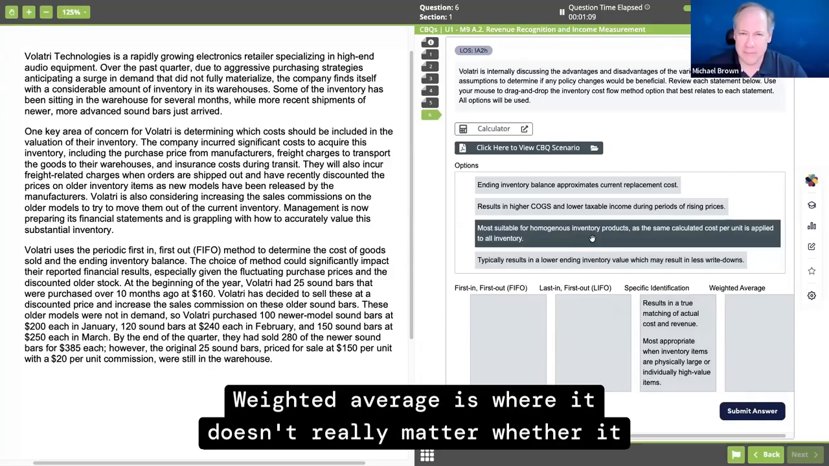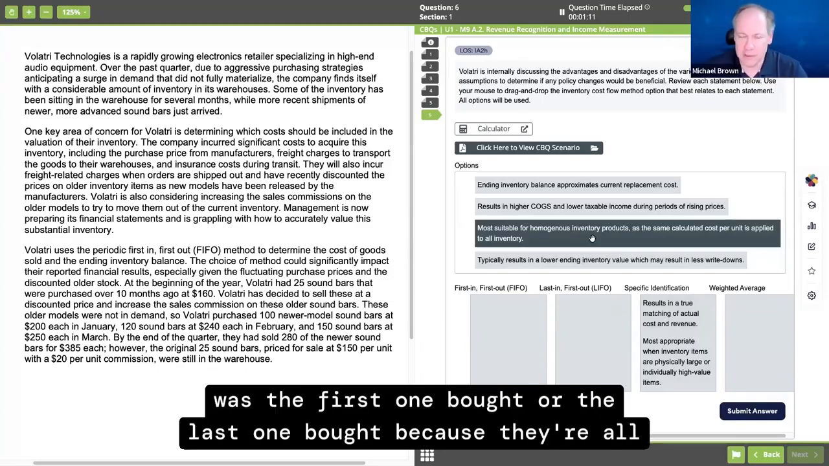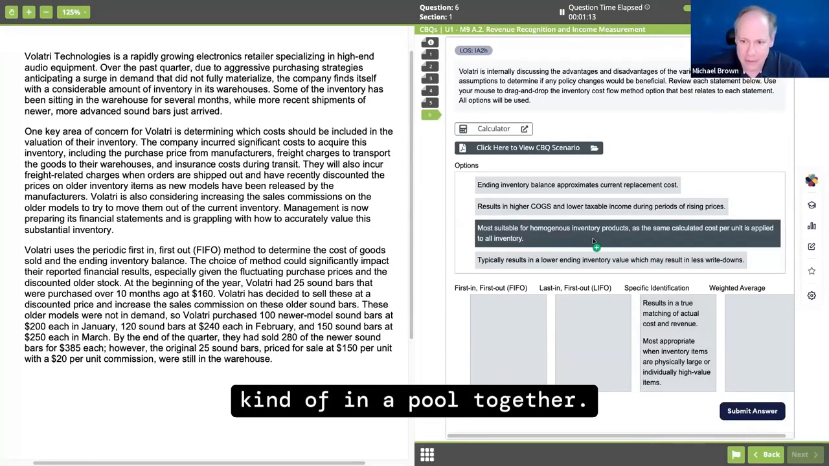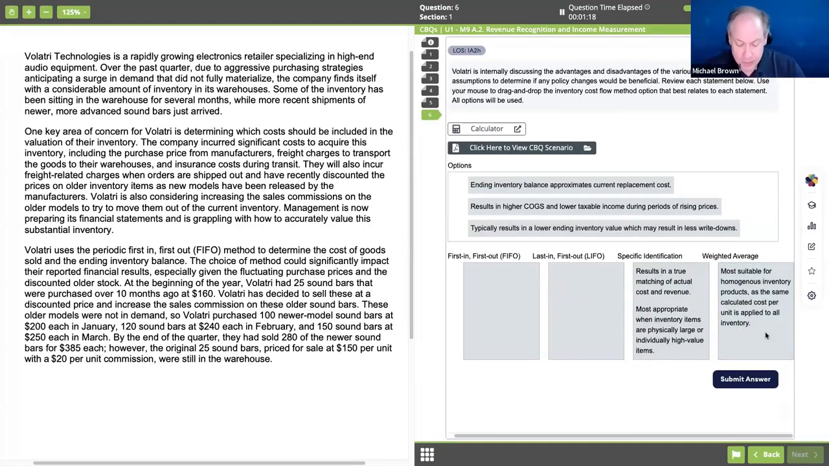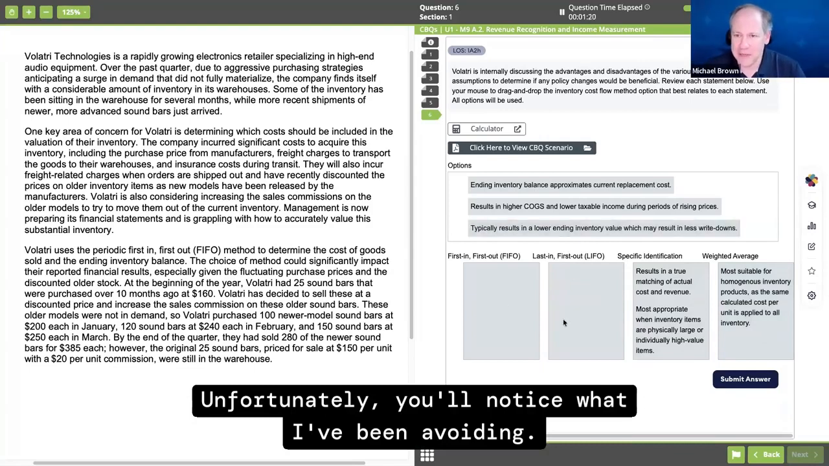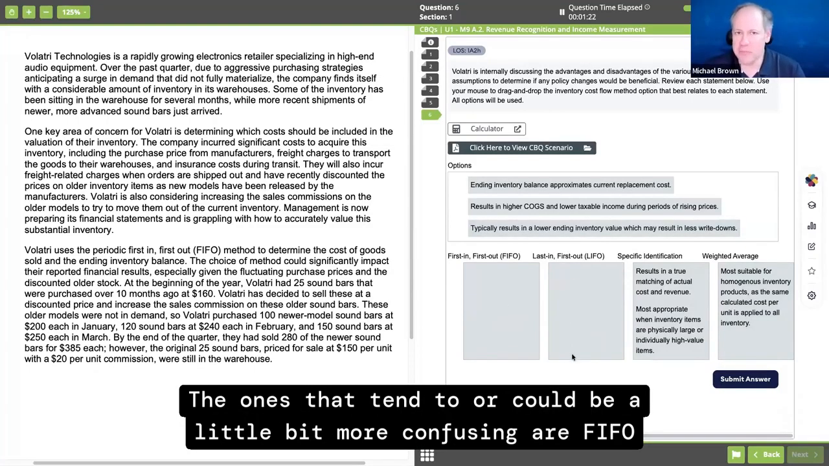Then you might say, well, weighted average. Weighted average is where it doesn't really matter whether it was the first one bought or the last one bought, because they're all kind of in a pool together. So that's where weighted average makes sense. Unfortunately, you'll notice what I've been avoiding. The ones that could be a little bit more confusing are FIFO and LIFO.